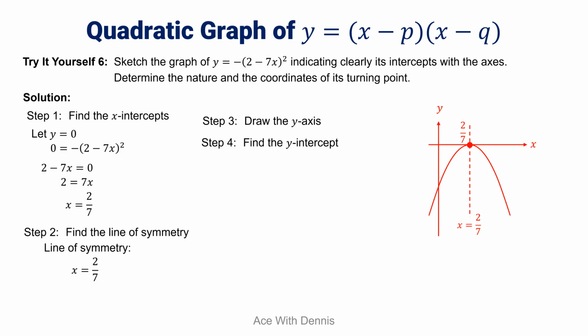And then the next step, we want to find the y-intercept. We let x equal to 0. Then the equation becomes y equals negative bracket 2 minus 0 squared. Hence, we get negative 4. So this point, the y value is negative 4.